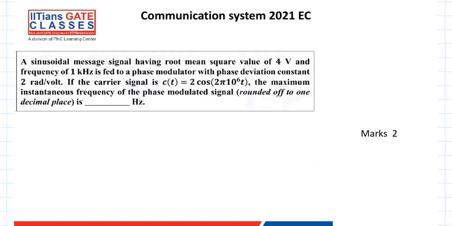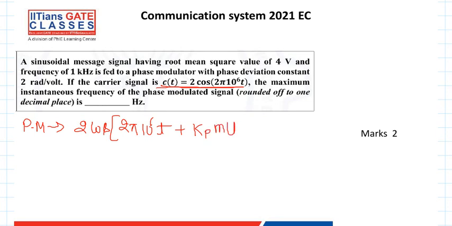Okay, this is based on phase modulation. So the phase modulated signal is given as 2 cos 2 pi 10 to the power 6 t. I am taking it from here. This is the carrier. So the phase modulated signal will have this carrier plus the message, something like kp into m(t). So this is the message term. The message is in the phase, where kp is the phase deviation constant. It is given here. So we know this is the form of the phase modulated signal.